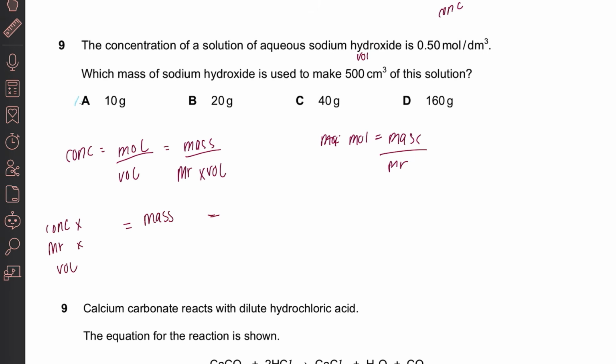Okay, so the concentration is 0.5, and then Mr, you can find this from the periodic table. This is like adding the Ars, or the masses, of sodium and then oxygen and then hydrogen, add them together. This is going to be approximately 40, multiplied by the volume, that is 500. Notice this is in centimeter cube, so you have to convert this into decimeter cube. Divide this by 1000 and the answer is going to be 10 grams. So Q9 is A.